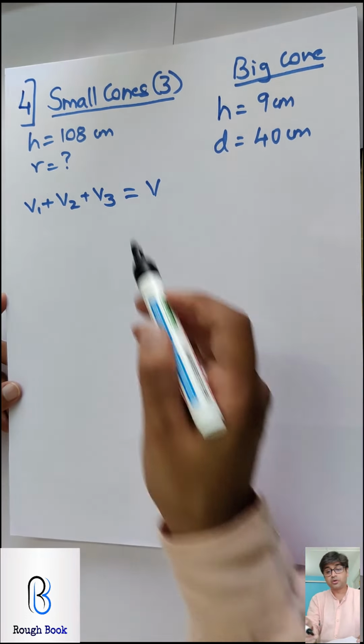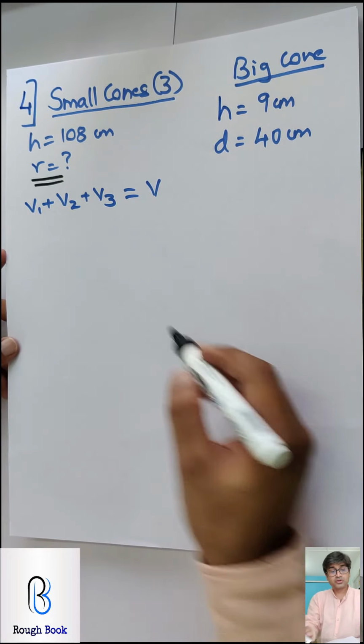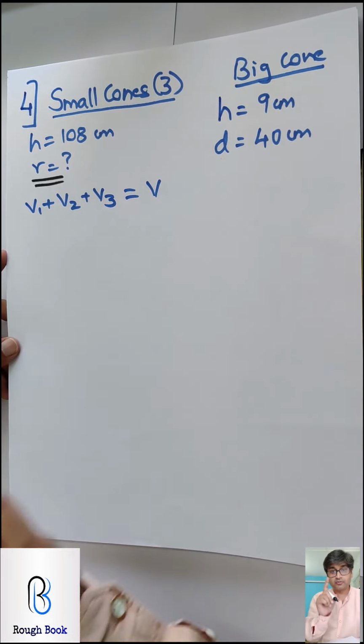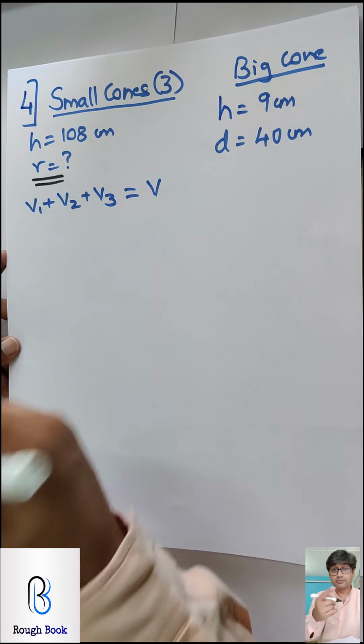So the volume of all the 3 cones is the volume of the bigger cone. Dimensions are given, find the radii. So volume of 3 cones, I can take the volume of 1 cone and multiply it by 3, or take 3 times and add it, whatever. So I will multiply it by 3.